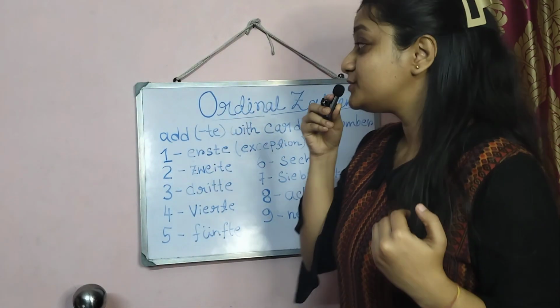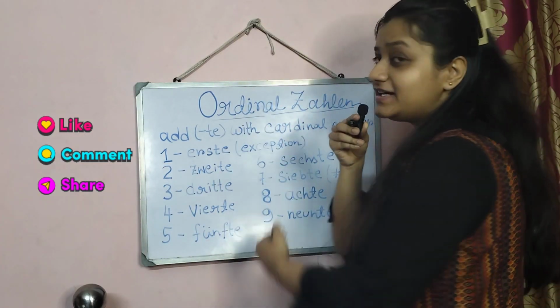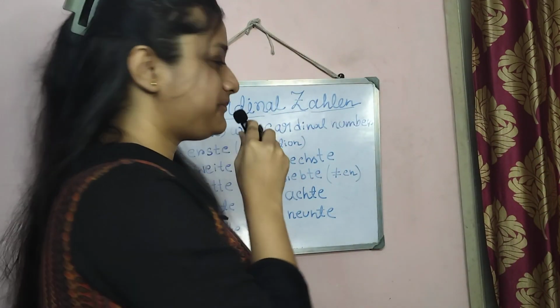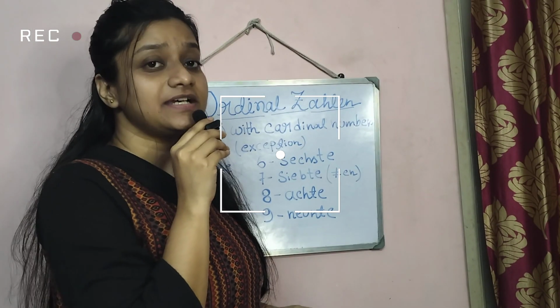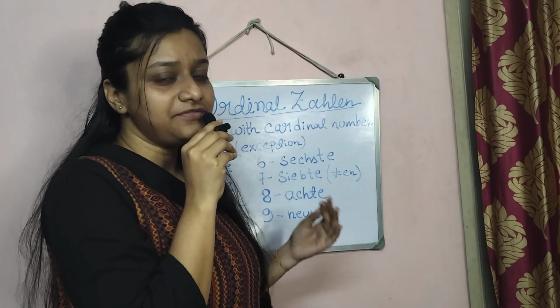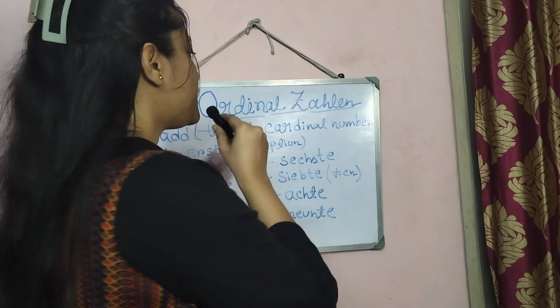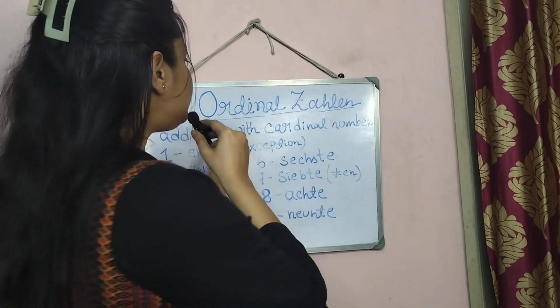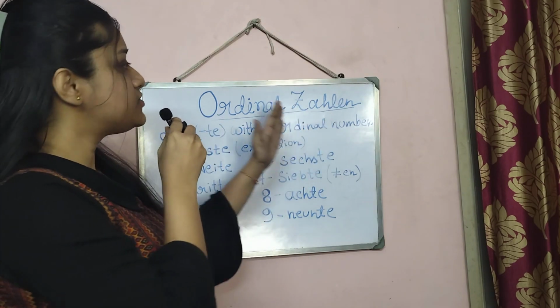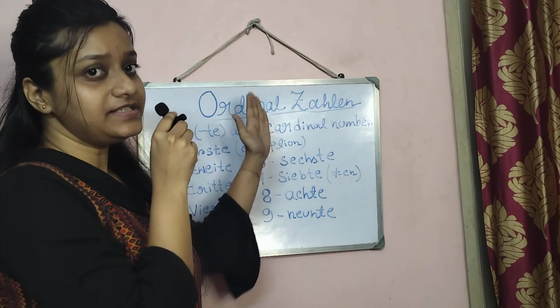This is Neha. So today you will learn the ordinal Zahlen in German. So how to use? I will show you. Add TE with cardinal numbers. Now you think, what are the cardinal numbers? Cardinal numbers in German are ein, zwei, drei, vier, fünf. So with those numbers, we use TE with cardinal numbers to make ordinal Zahlen, ordinal numbers.